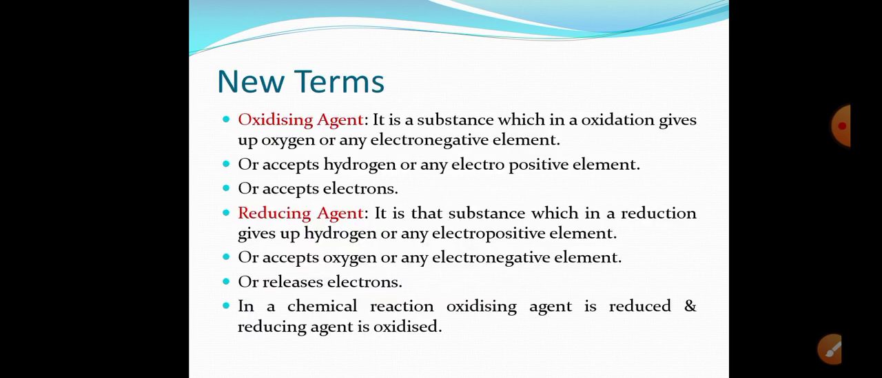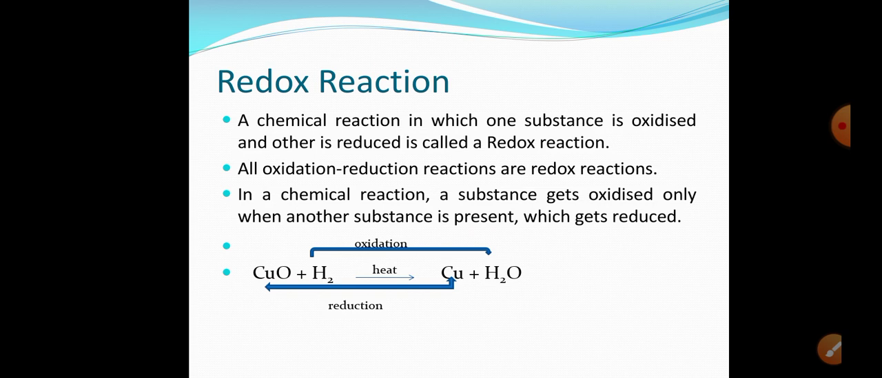Now, what are reducing agents? It is that substance which in a reduction gives up hydrogen or any electropositive element. Or we can say that reducing agents accept oxygen or any electronegative element, or they release electrons. In a chemical reaction, the oxidizing agent is reduced whereas the reducing agent is oxidized. So in this reaction, copper oxide is giving its oxygen, so it is an oxidizing agent, whereas hydrogen, which is being oxidized, is a reducing agent.